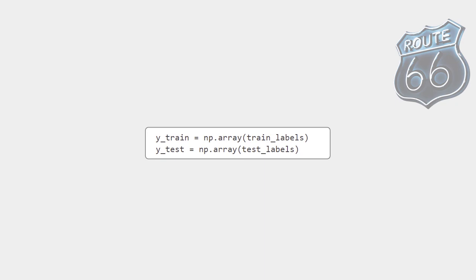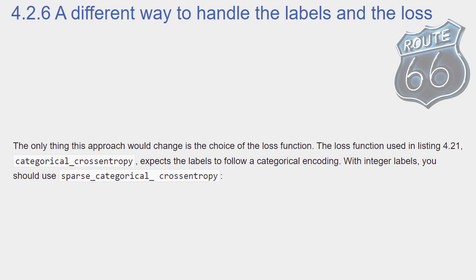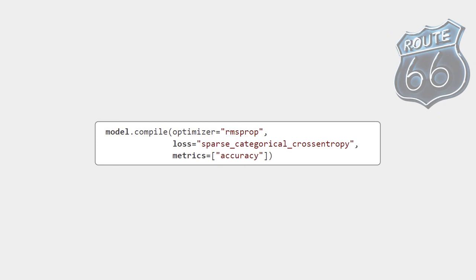Section 4.2.6. A different way to handle the labels and the loss. We mentioned earlier that another way to encode the labels would be to cast them as an integer tensor, like this. The only thing this approach would change is the choice of the loss function. The loss function used in listing 4.21, categorical_crossentropy, expects the labels to follow a categorical encoding. With integer labels, you should use sparse_categorical_crossentropy. This new loss function is still mathematically the same as categorical_crossentropy, it just has a different interface.